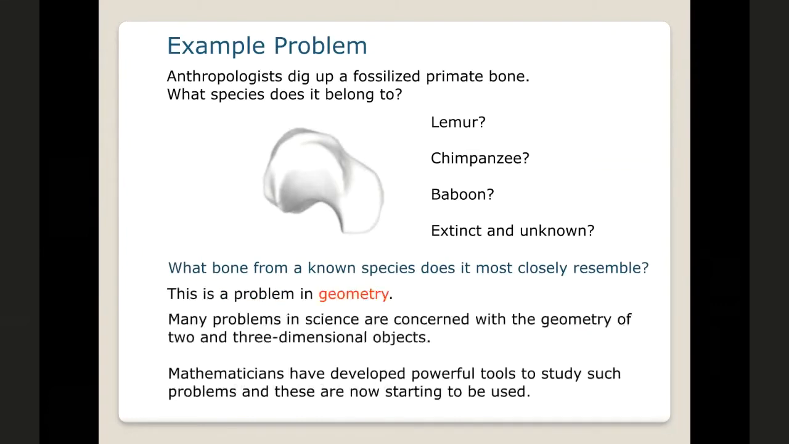And if you think about it for a minute, this is a problem in geometry. Because we're working with fossils, we don't have genetics. We cannot get DNA out of these things. And the only information we have is the geometric shape of this object. And what we'd like to know is what currently known geometric shape of a bone does this most closely resemble? So how do we approach such a question?